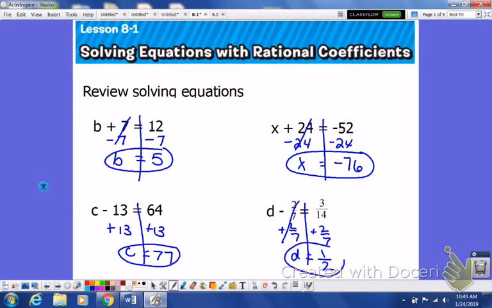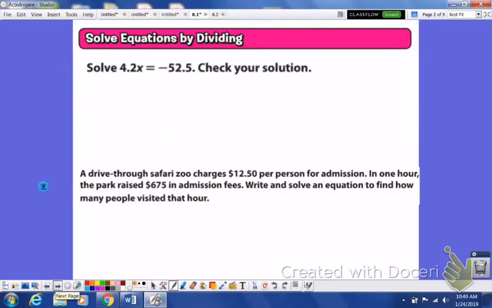So D equals 1/2. So as you can see, when we are solving equations, you want to think about doing the opposite. Alright, so solving equations by dividing. We want to solve 4.2x equals negative 52.5. Okay, so 4.2 x, this is being multiplied, equals negative 52.5. Well, the opposite, drop your line down, of multiplication would be to divide. So if we're multiplying by 4.2, we're going to divide by 4.2. Again, you have to do it to both sides.